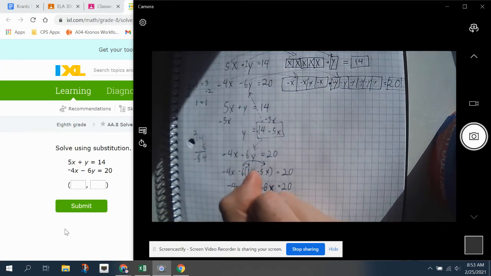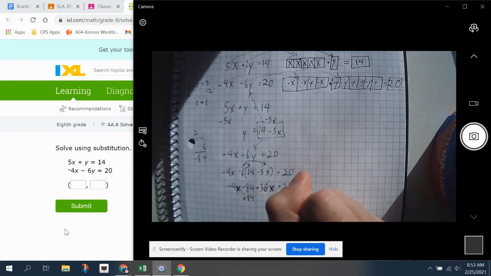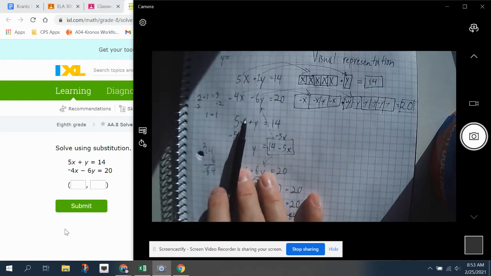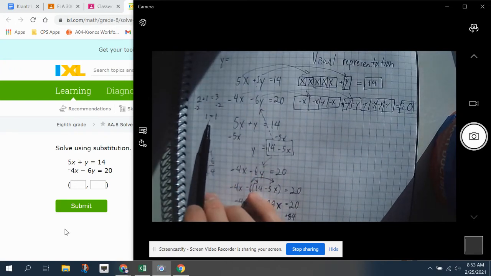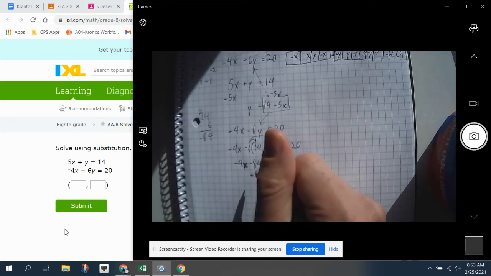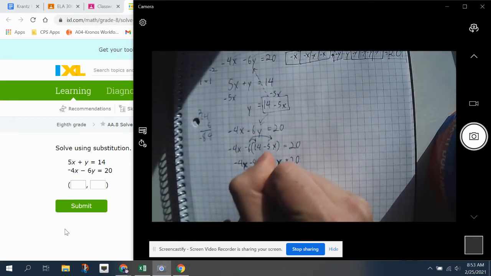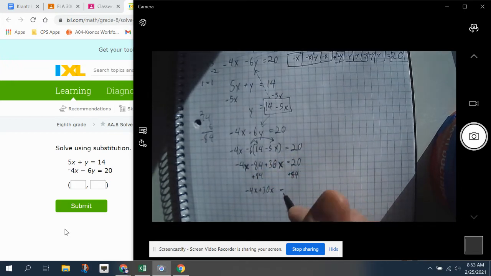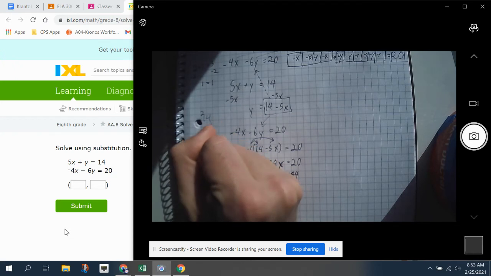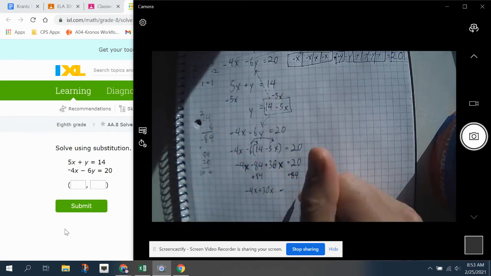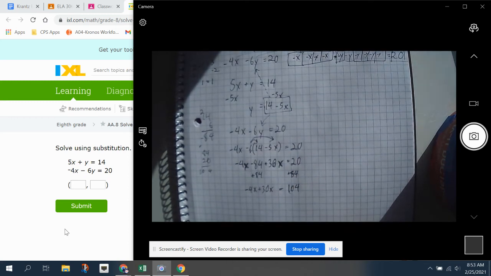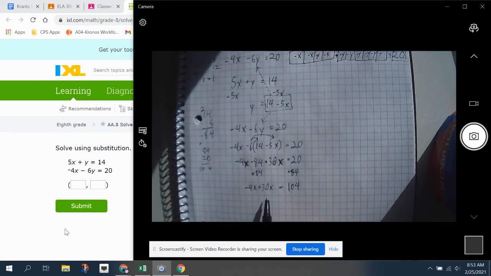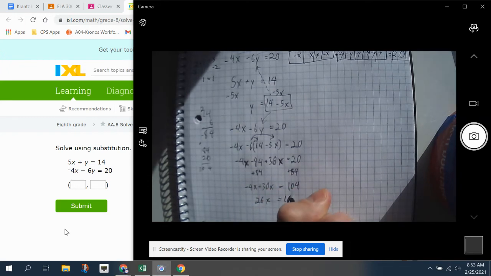So I'm going to add 84 to each side. Just as a reminder, whatever you do to one side of the equation, you have to do to the other for them to still be equal. So that cancels out. I have negative 4x plus 30x equals 84 plus 20, which is 104. Now my next step is to combine my x's. Negative 4x's plus 30x's is 26x's equals 104.